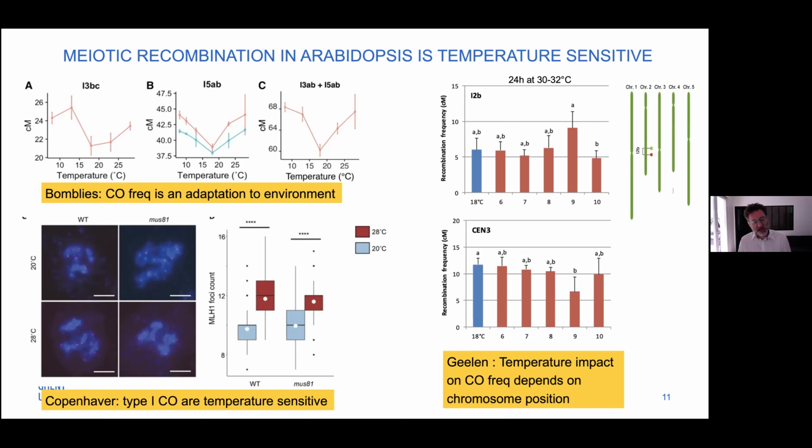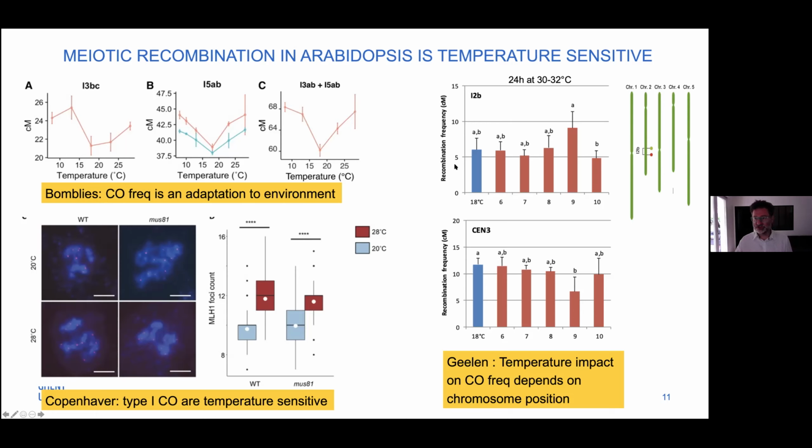In the Copenhagen lab, they have shown that it is actually the type 1 crossover that is highly sensitive to high temperature. And they indicated in their work that at increased temperature, you have an increase in MLH1 foci, which are indicators of the number of crossovers that are being executed. And this is fully dependent on enzymes that execute type 1 crossovers.